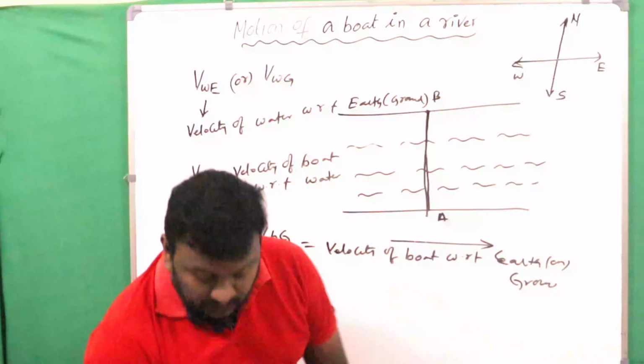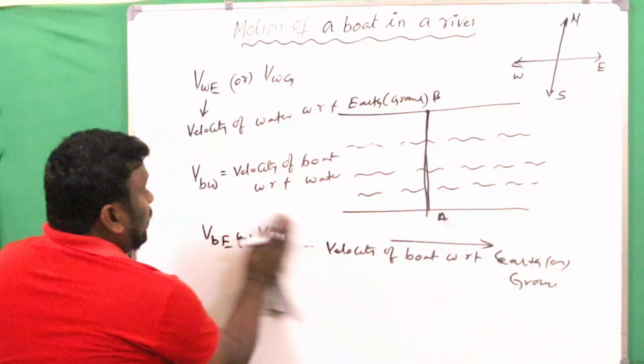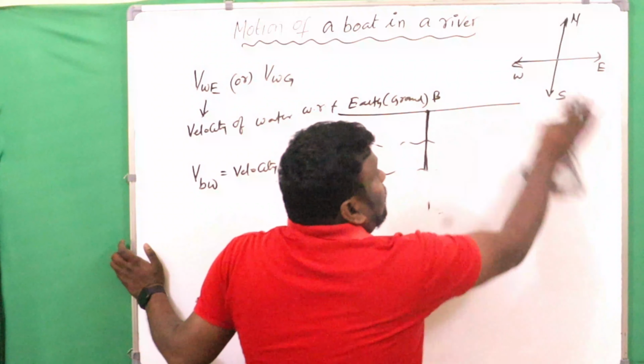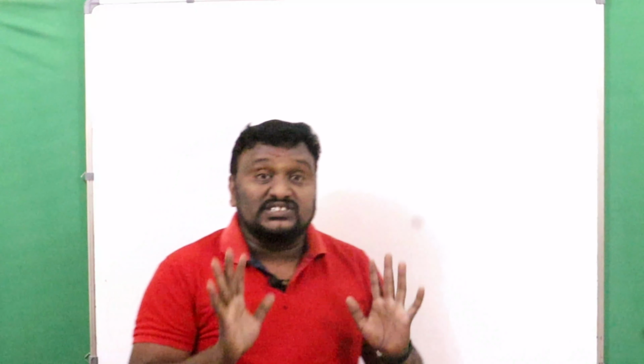Clear? So there are two cases to understand the motion of a boat in a river. The first is how the boat can move from one bank to the other bank in the shortest time. And the second is what is the shortest path traveled by the boat from one bank to the other bank. So these are the two cases we have to discuss.